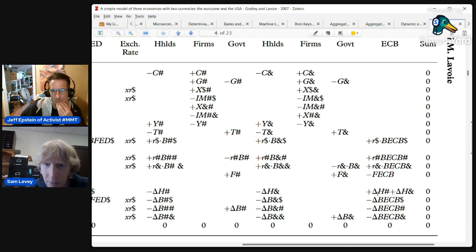And then when the ECB issues money, that money can be held by households in either country. And so that's why there's two entries right there. And then they can hold the bills from any of the countries, right? Can you just repeat? You said that the ECB issues its bonds to both countries, or the profits to both countries?